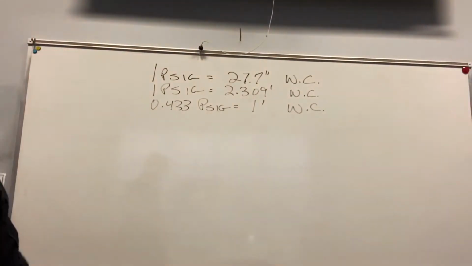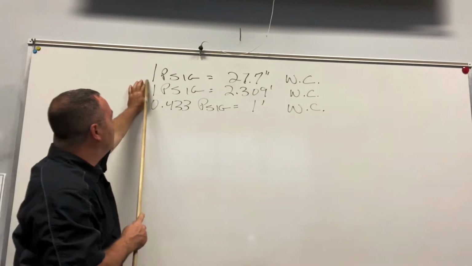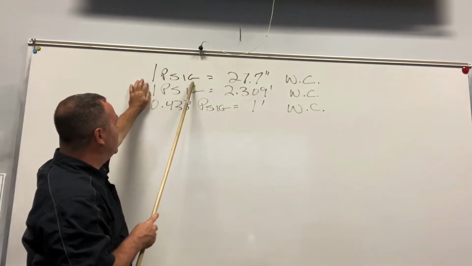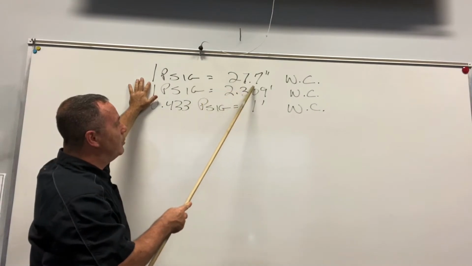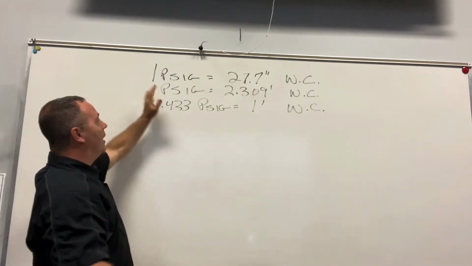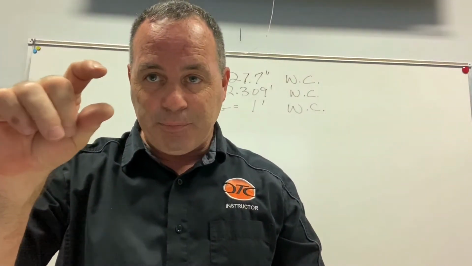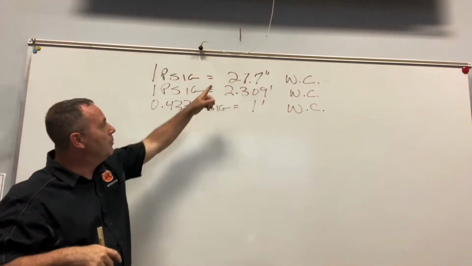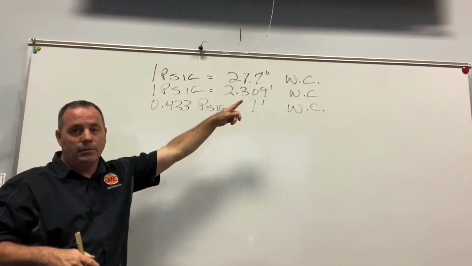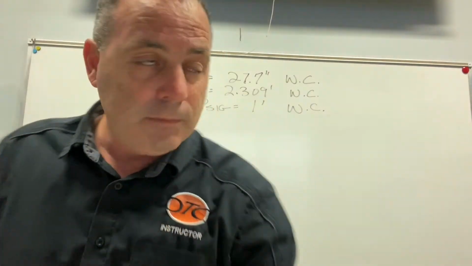Okay, so the first thing I want you to write down is this: 1 per square inch gauge equals 27.7 inches of water column. So 1 psig of gauge pressure will push water in a water column up, if you were measuring, 27.7 inches. Well, what is 27.7 inches equal in feet?